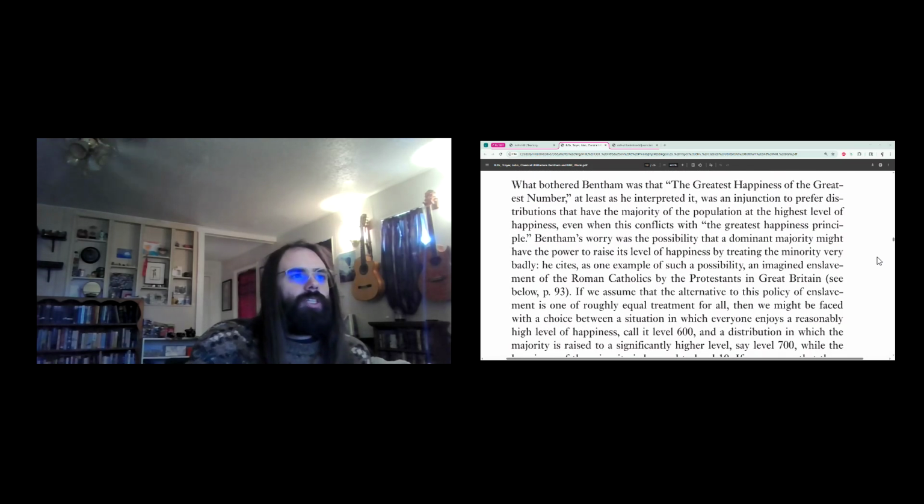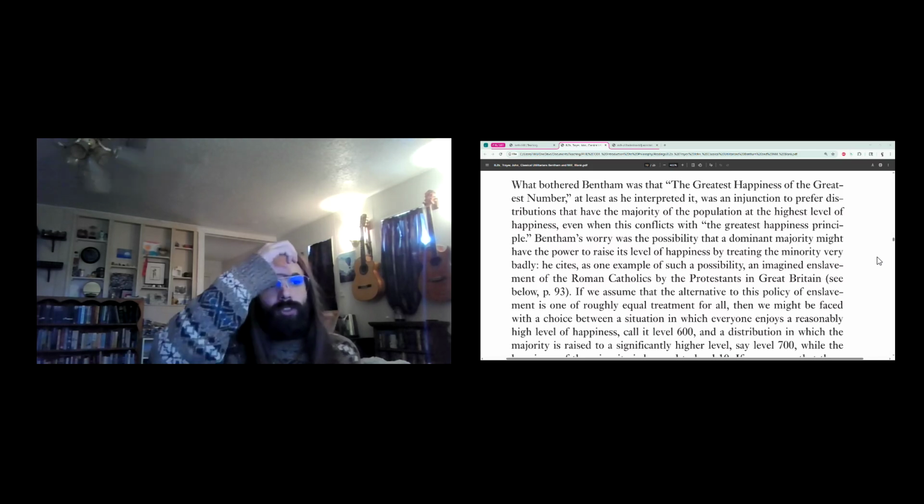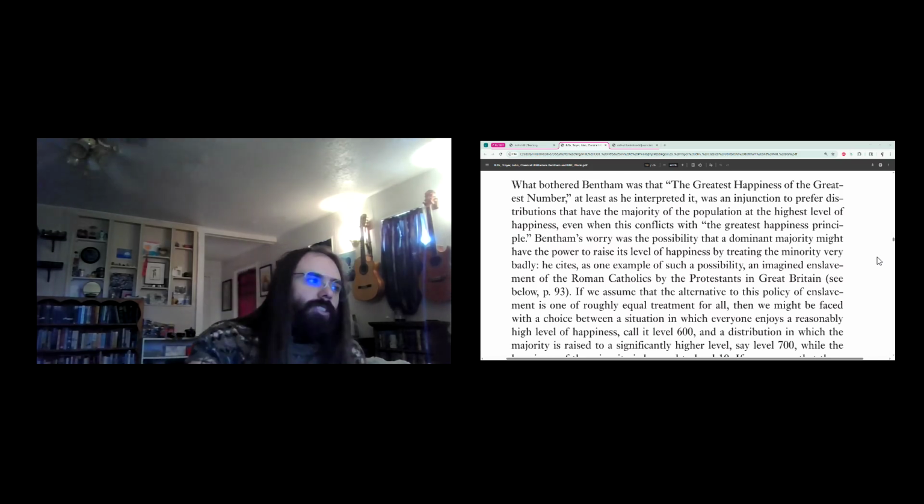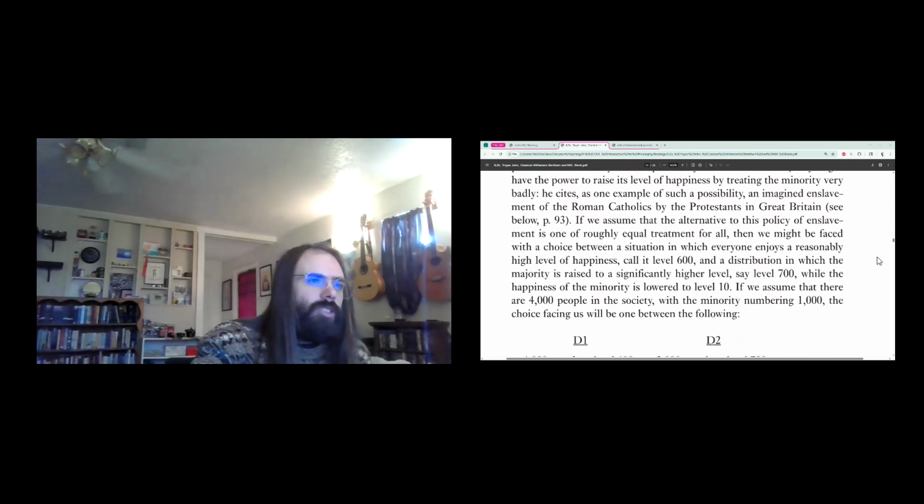What bothered Bentham was that the greatest happiness, the greatest number, at least as he interpreted it, was an injunction to prefer distributions that have the majority of the population at the highest level of happiness, even when this conflicts with the greatest happiness principle. Bentham's worry was the possibility that a dominant majority might have the power to raise its level of happiness by treating the minority very badly. He cites as one example of such a possibility an imagined enslavement of the Roman Catholics by the Protestants in Great Britain.